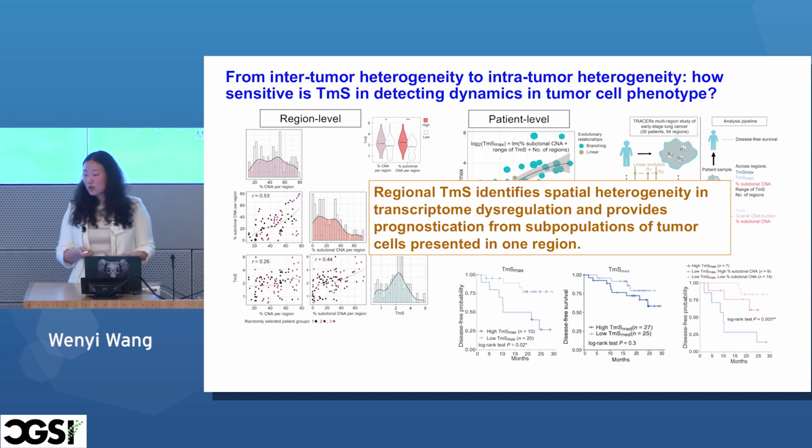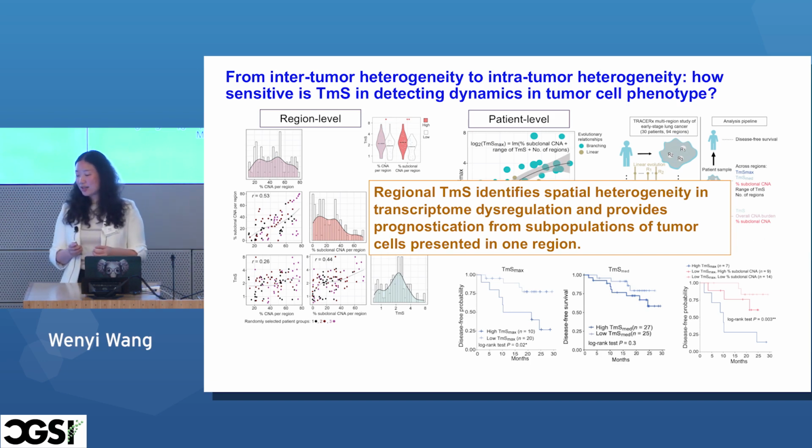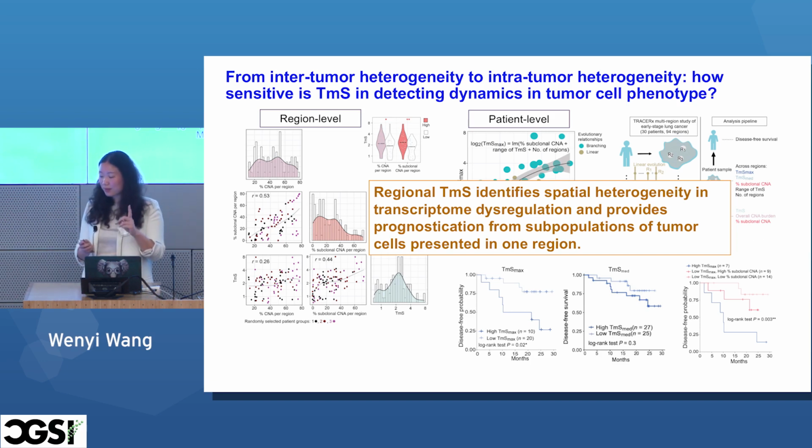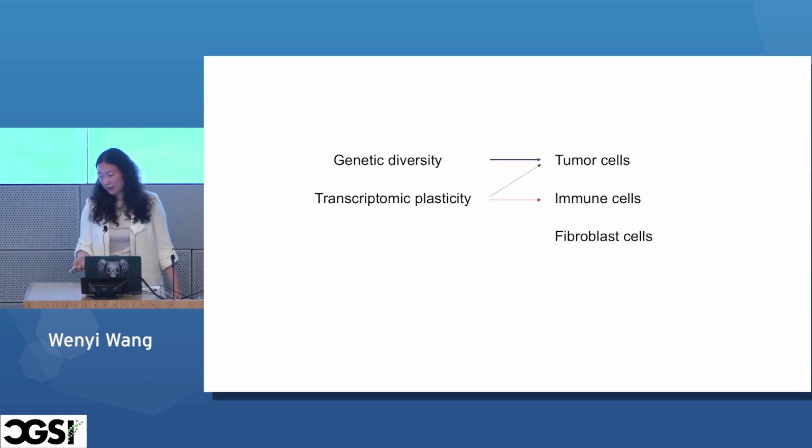So regional TMS identifies spatial heterogeneity in transcriptome dysregulation and provides prognosis from subpopulations of tumor cells present in one region. In summary, tumor cell total mRNA expression, or transcriptome ploidy, in analogy to genome ploidy, provides a key feature to track tumor cell phenotypes. So next, the genetic diversity.